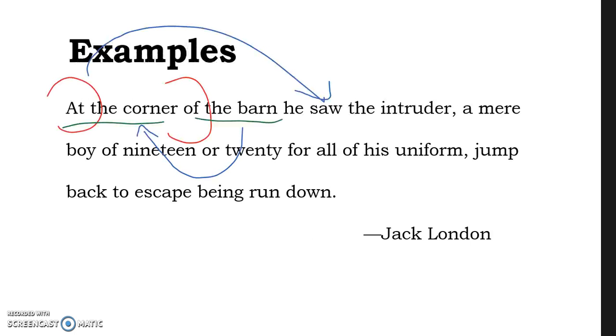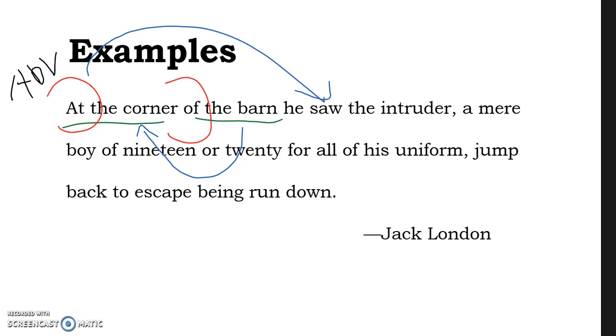Let's turn to this one we looked at a moment ago. At the corner of the barn, he saw the intruder. At the corner. At is the preposition. Corner is the object of the preposition, or that noun that's being linked to another word, and the whole phrase is modifying the word saw. This is an adverb phrase because it's modifying a verb and it's answering one of those four adverb questions, the where question. Where did he see the intruder? At the corner of the barn.